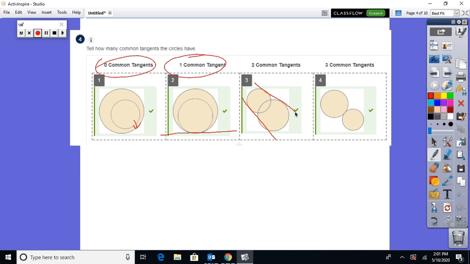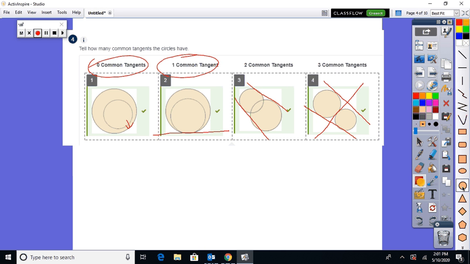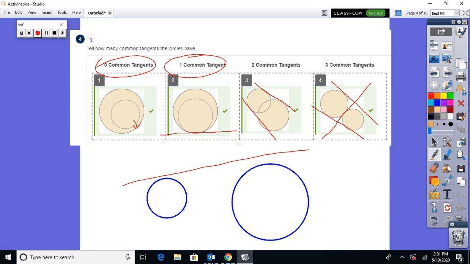Three common tangents. You've got that one, you've got that one, and of course you have the one going through the middle. So four common tangents, if they asked about such things, would be where they're completely separate. So you'd have the externals and the internals to give you four common tangents. So that'd be four.